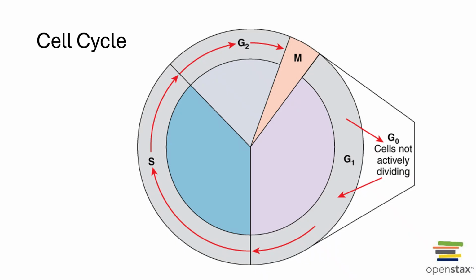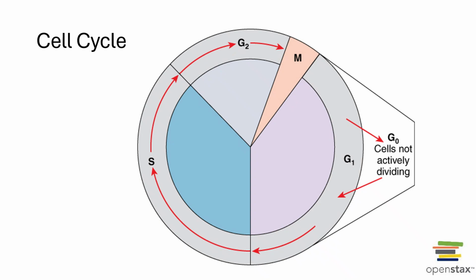Before a cell divides, it progresses through the cell cycle. The cycle begins with a newly formed cell in the first growth phase. During G1, the cell grows and performs normal functions. If a cell is not actively dividing, it can enter G0. Some mature cells remain in G0 and never divide.